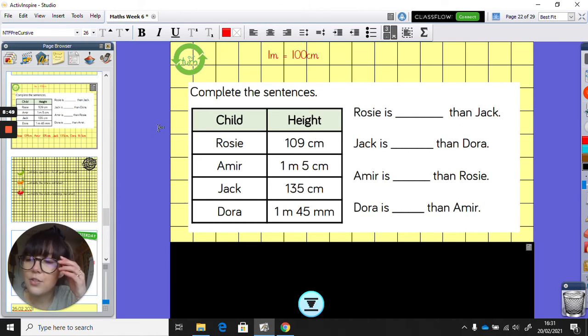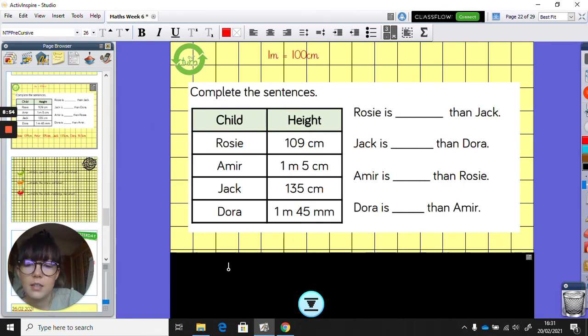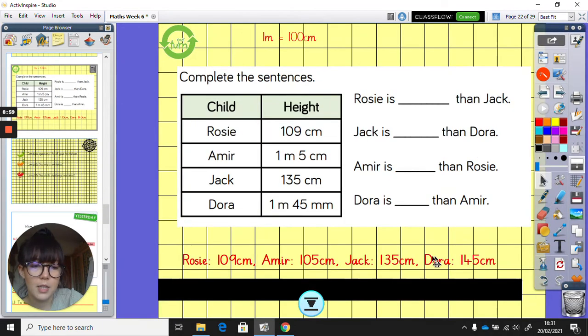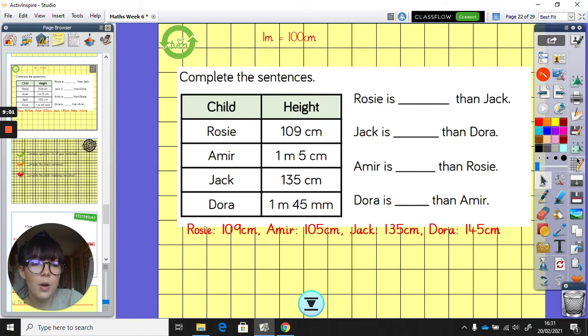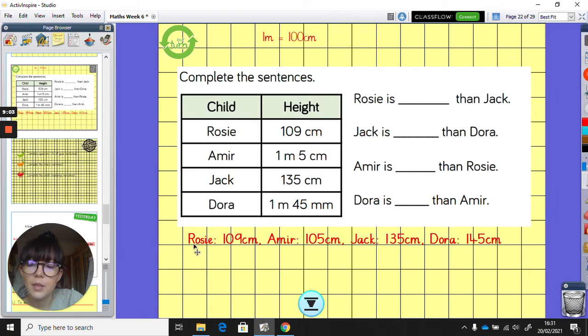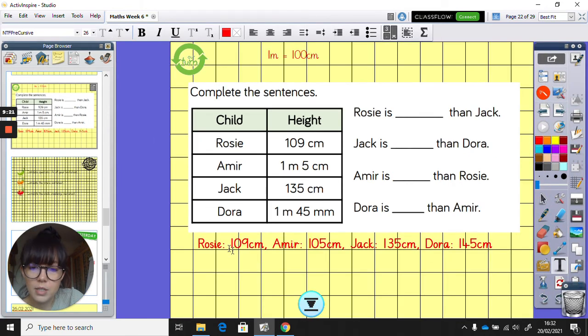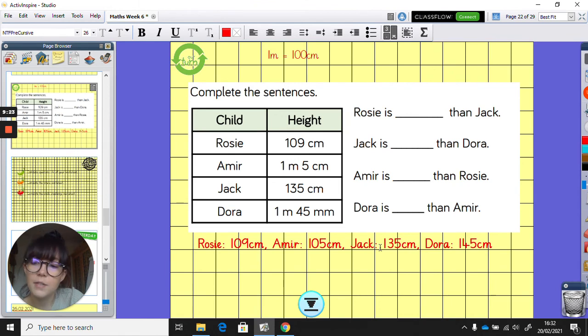So, let's go through the answers. Now, the first thing I did, you can see down here, is I put them all into centimetres. I made them all into centimetres, okay? So, I haven't put them in order yet, but I've said Rosie's 109 centimetres, Amir is 105 centimetres, Jack is 135 centimetres, and Dora is 145 centimetres, okay? Now, you can put them in order if you want to, but you don't have to because you can probably work it out anyway. So, Rosie's 109, Jack is 135 centimetres.